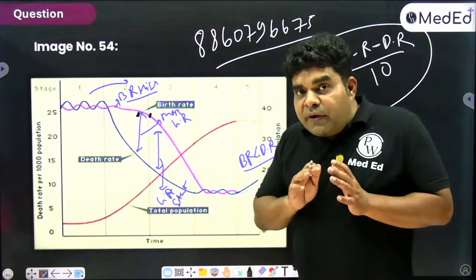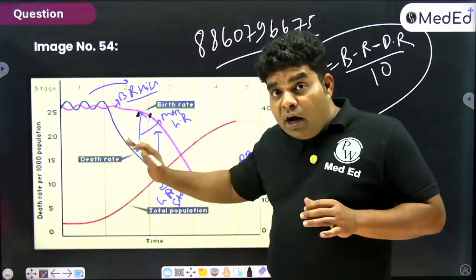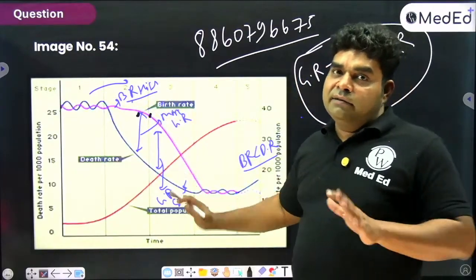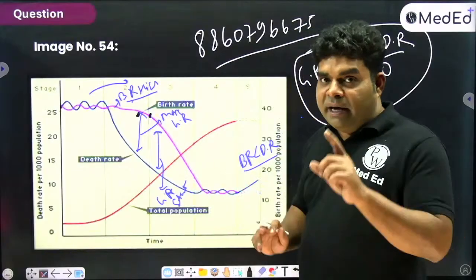And it is very easy to remember the difference between early expanding and late expanding in phase 2. In early expanding, birth rate will be high. In late expanding, birth rate starts decreasing. Just remember this much. That is the difference. And India belongs to late expanding right now.